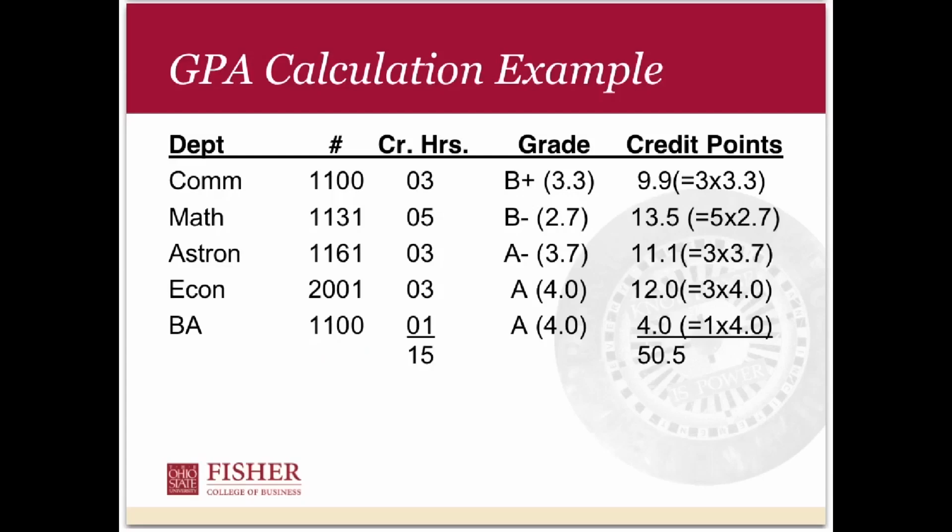For example, Communication 1100 was 3 credit hours, and the grade of B+ receives the point value of 3.3. Therefore, you multiply 3 credit hours times 3.3 to earn a total of 9.9 credit points for Communication 1100. For Math 1131, it is 5 credit hours and a point value of 2.7, which gives you a total of 13.5 credit points for Math 1131. As you continue this math for all classes, add up all the credit points for each class to get your total of 50.5 credit points for the semester.